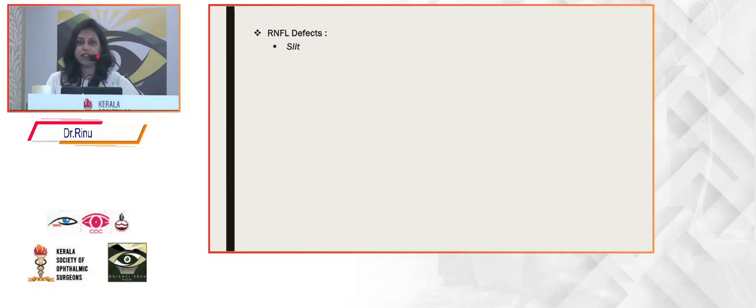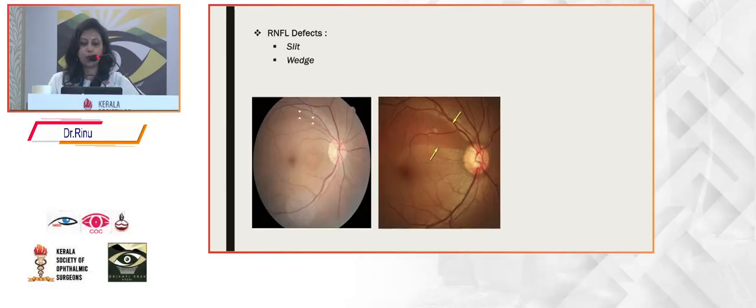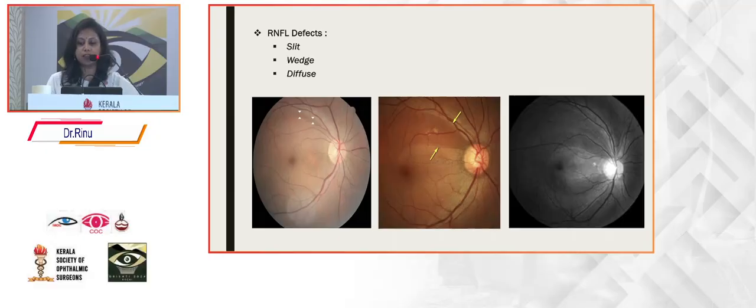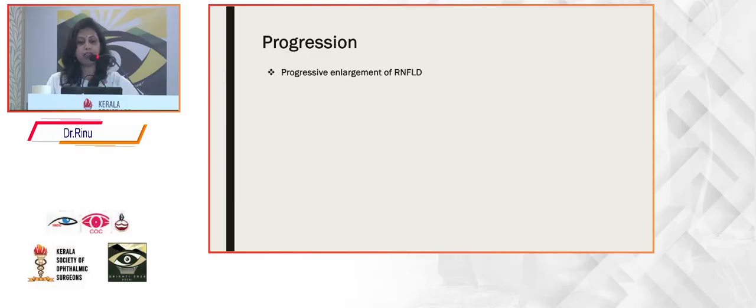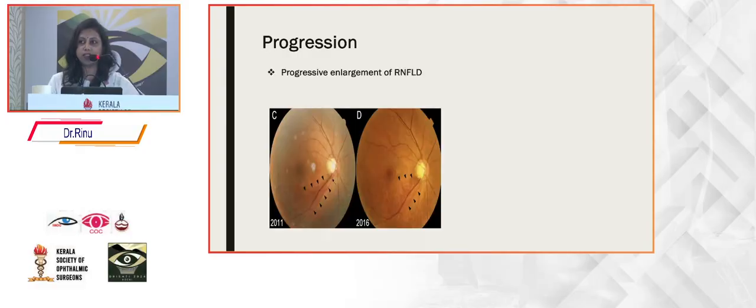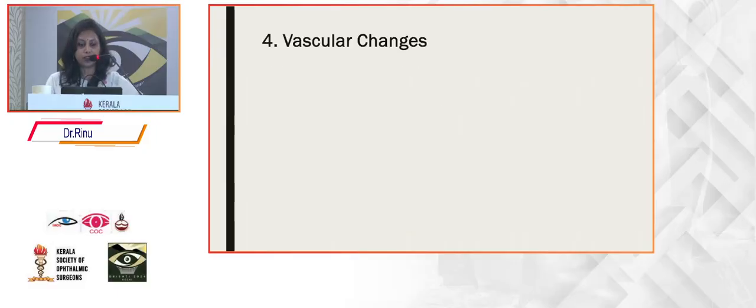So the RNFL defects can be slit defects, wedge defects, or diffuse defects. Diffuse is anything more than 30 degrees. Again, when we look out for progression, we have to look out for progressive enlargement in the size of the RNFL defect and also development of a new RNFL defect.